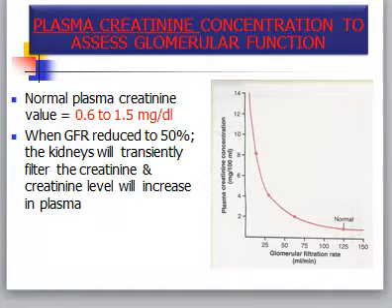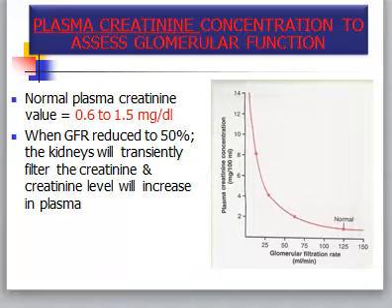Next, plasma creatinine concentration to assess glomerular function. This is the normal plasma creatinine value, 0.6, as already seen in the table column itself. When the glomerular filtration rate is reduced to 50%, the kidney transiently filters less creatinine and the creatinine level will increase in the plasma, which is shown by the graph. Then we shift towards the next slide.